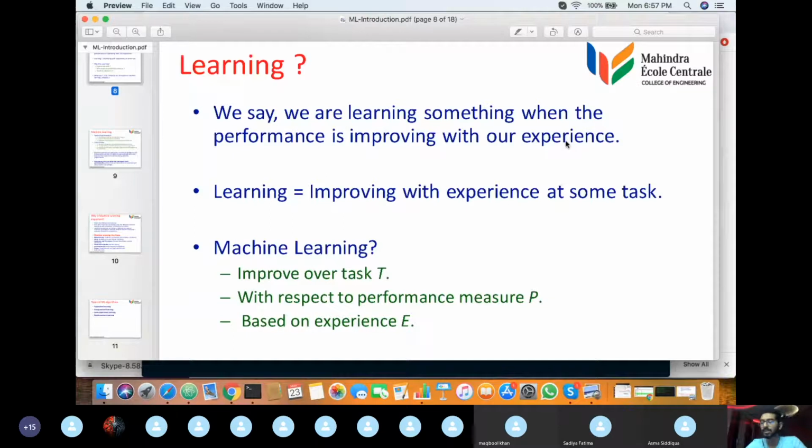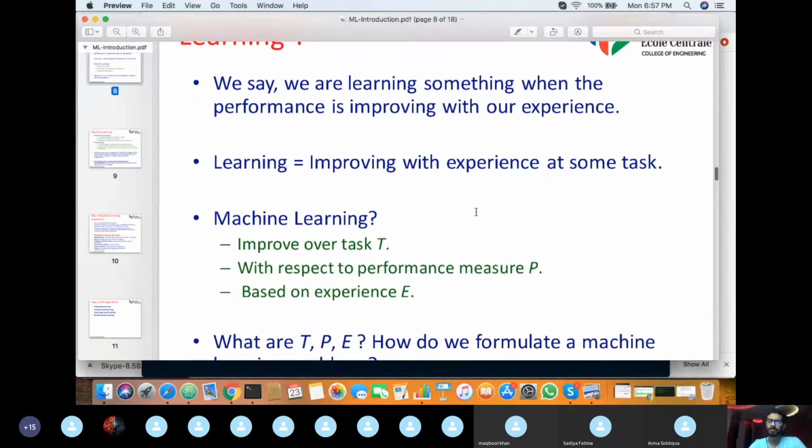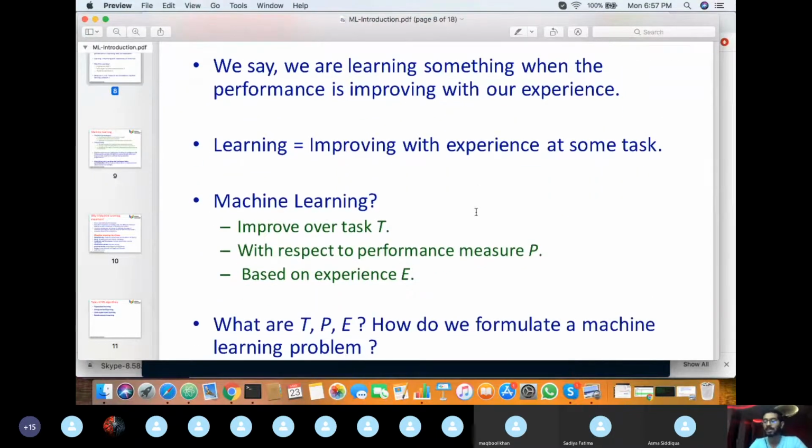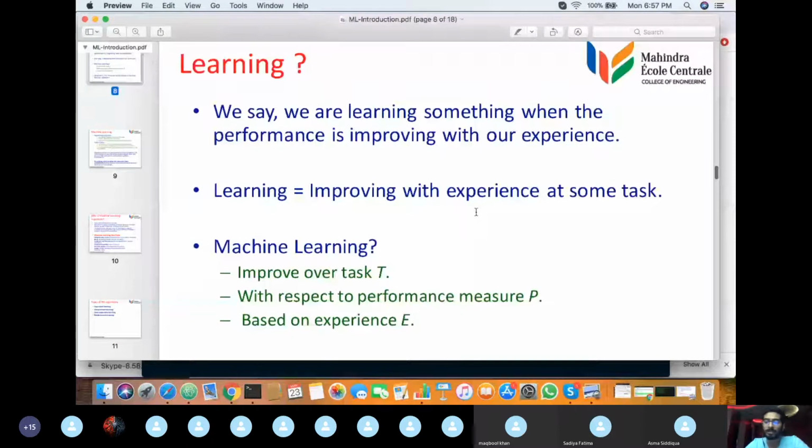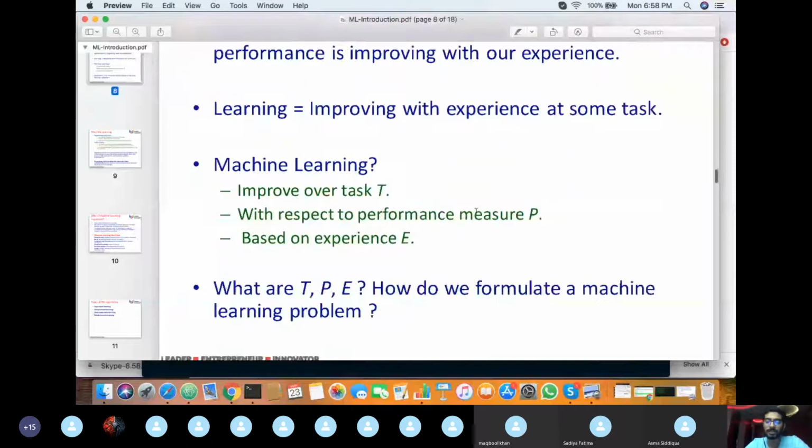That is the reason why people in the industry also give more money to people with experience, right? In terms of salaries and all that. So that is basically what learning is. Now what exactly is machine learning? We just discussed how machine learning functions in a very intuitive manner.